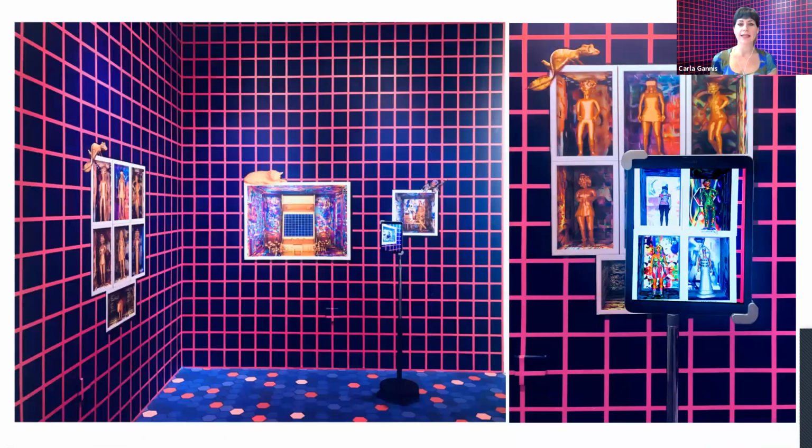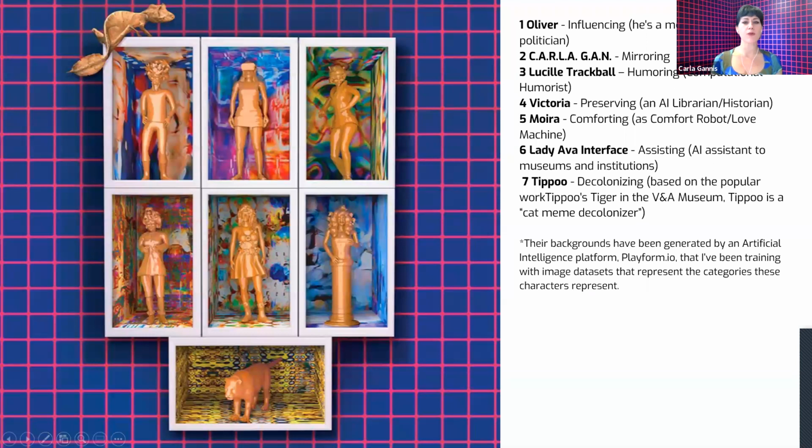The second level reality in the holodeck is where trompe l'oeil prints come to life through AR. There are 7 characters there to lead you through this AR reality, then into virtual reality. All of the Playform backgrounds are the product of training sets based on the identities each of these avatars represent.